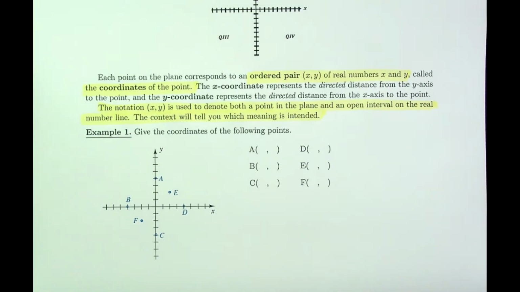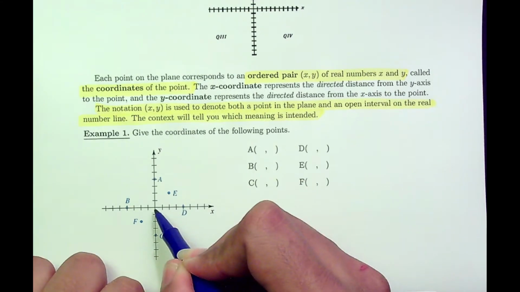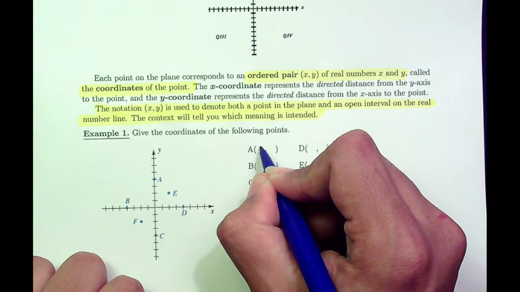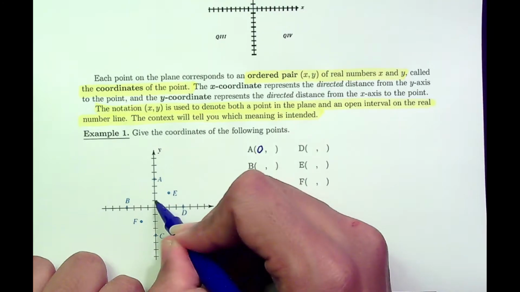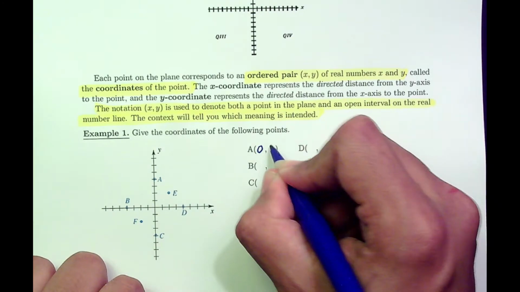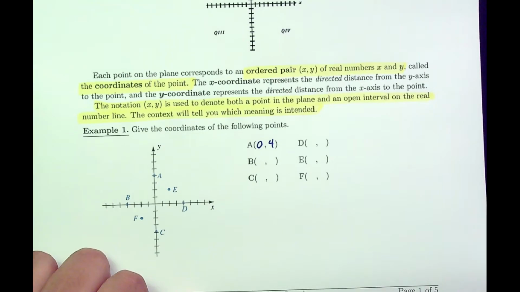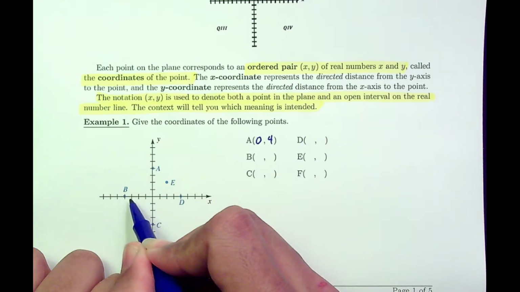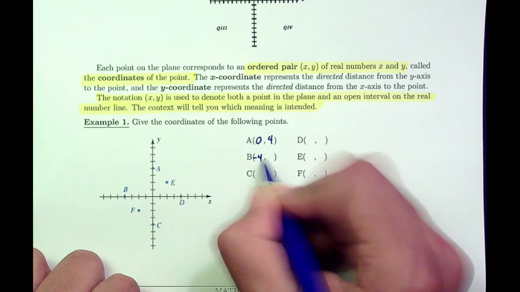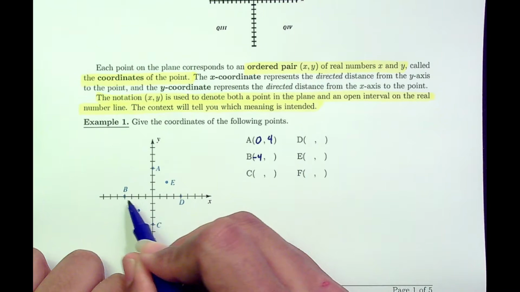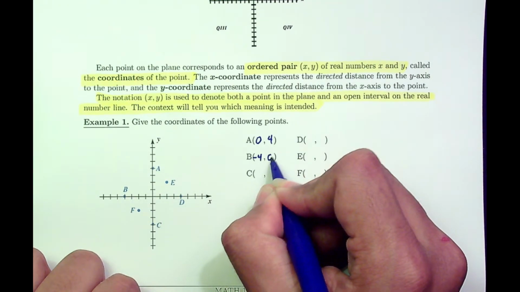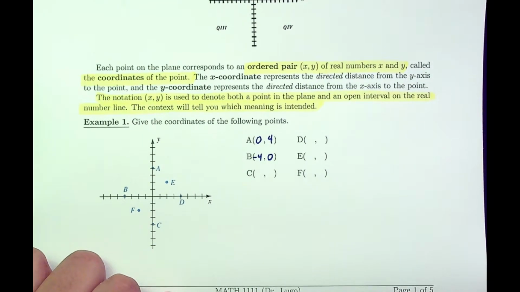The coordinates of A, so first horizontally, you have to move either to the left or to the right from the y-axis, so that's a 0. And the y-coordinate is 1, 2, 3, 4. So the coordinates of A are 0, 4. The coordinates of B, that would be 1, 2, 3, 4 to the left, that would be negative, because that's a 0. And then you have to move up or down from the x-axis, so there's a 0. So the coordinates of B are negative 4, 0.